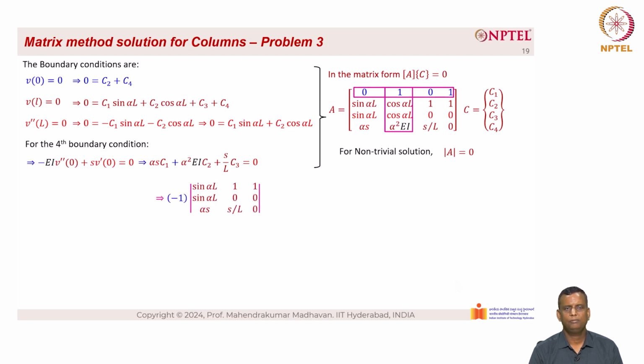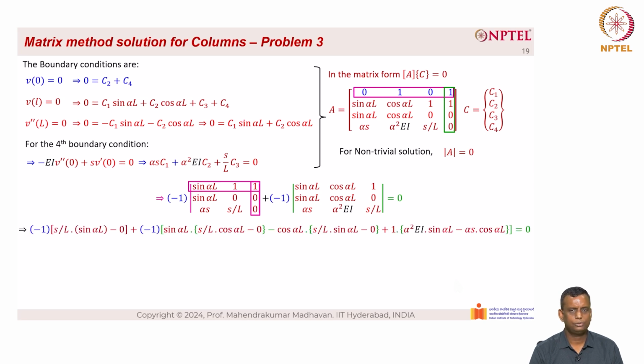So when we expand this one, we get this equation: minus 1 into sin alpha L 1 1, sin alpha L 0 0, alpha S S by L 0. Next, we have minus 1 into sin alpha L cos alpha L 1, sin alpha L cos alpha L 0, alpha S alpha square EI S by L is equal to 0. So we expand this further. We have minus 1 into S by L into sin alpha L minus 0 plus of minus 1 into sin alpha L into S by L into cos alpha L minus 0 minus cos alpha L into S by L into sin alpha L minus 0 plus 1 into alpha square EI sin alpha L minus alpha S cos alpha L equal to 0. This can be further simplified.